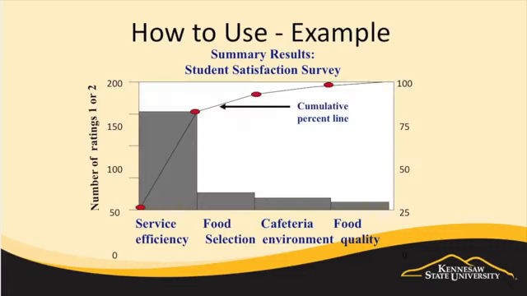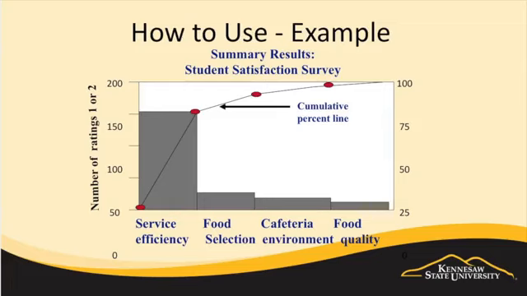Here is an example from a student survey on the cafeteria. The bars indicate the frequency or count of poor ratings for each category. The corresponding scale for the bars is on the left. The line indicates a cumulative percent from left to right. The corresponding scale for the cumulative percent line is on the right. The Pareto chart is always arranged by frequency, with the most frequent on the left.